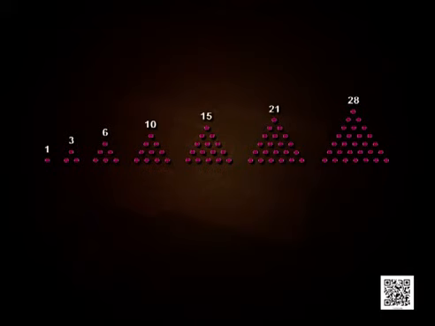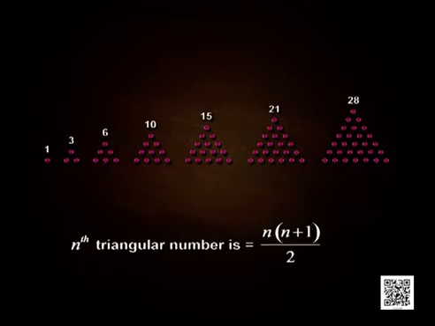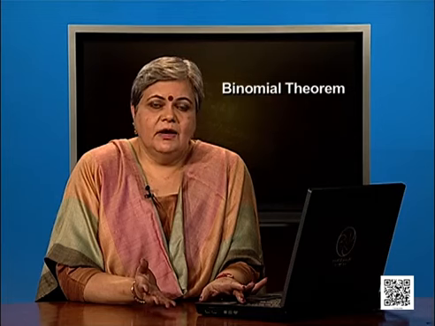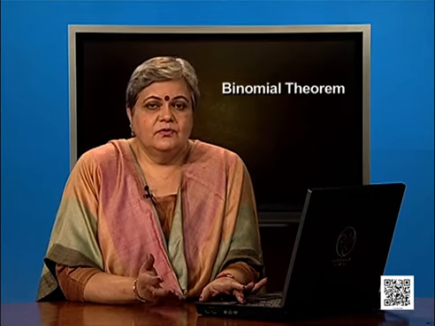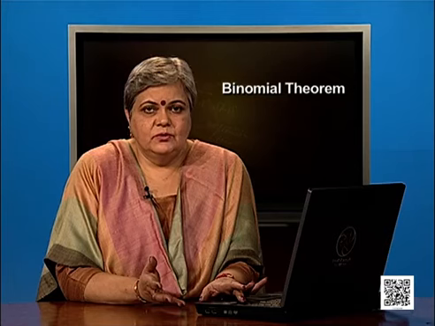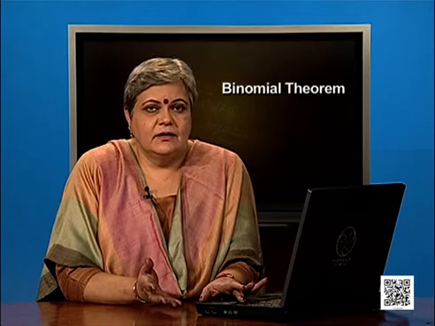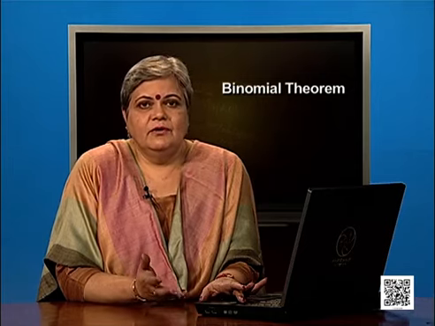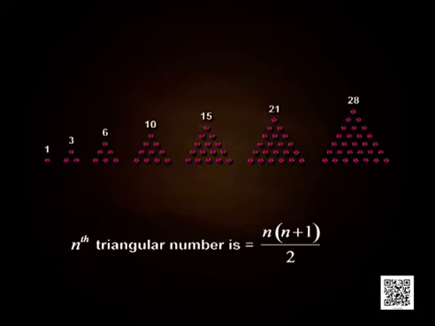Also, there is a very interesting pattern that each of these triangular numbers can be generated, and there is a general formula for it. You can always find the nth triangular number as n times n plus 1 by 2. So, if I am looking for the fifth triangular number, I put n as 5. So, 5 into 6 by 2 gives me 15. So, the fifth triangular number is 15 and therefore, you can find any other triangular number as well.